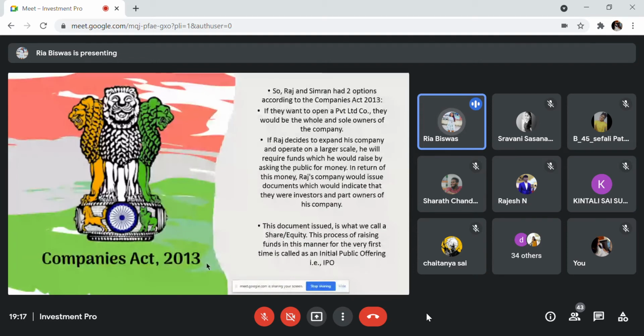So they have two options. One option is to open a private company where they will be the whole and sole owners. The other option is to expand their company. I hope everyone knows the types of businesses out there: sole proprietorship, partnership, where we have two or more persons, and also company. So they also have these two options: first, where they are the whole and sole owners, and second, where they expand their company on a larger scale.